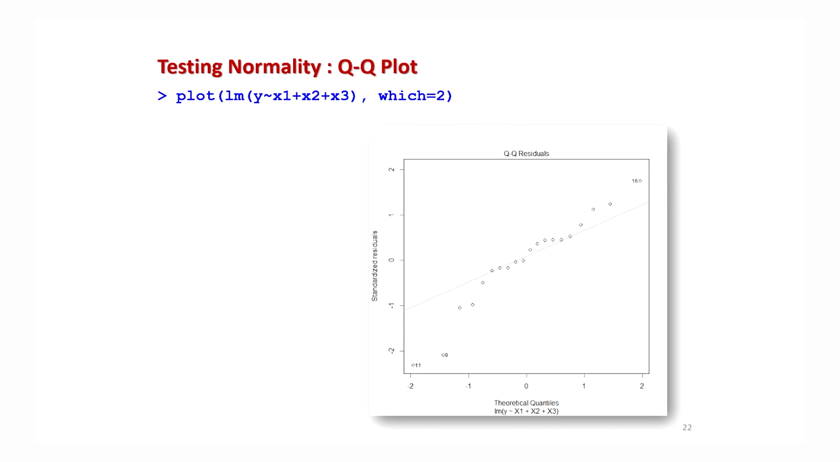And now we try to plot the normal probability plot for the data we have considered in the example. So the command here is the same command which we have used earlier, plot, but now I have to give the object, that is lm, inside the parenthesis y tilde x1 plus x2 plus x3. Now you set which equal to 2, and it will give you the line or dotted line and so on.